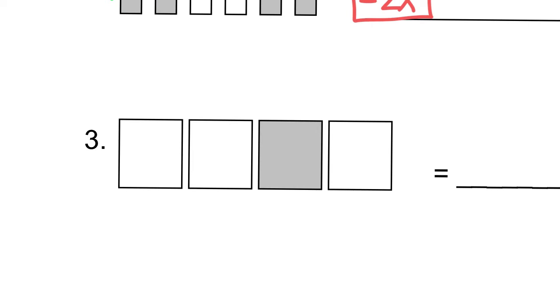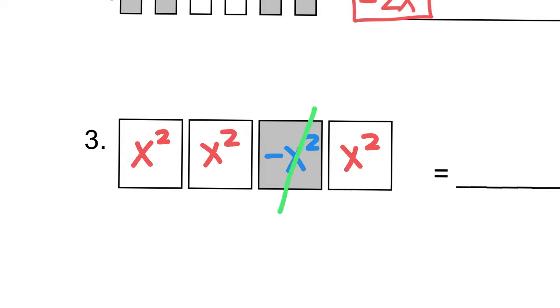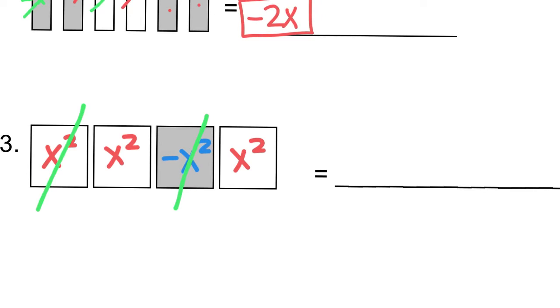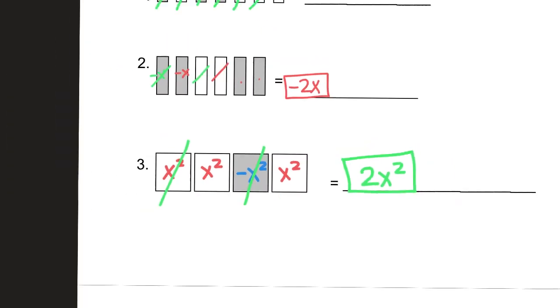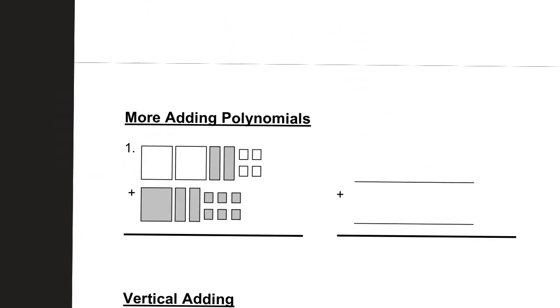Let's look at example 3. These are positive x squareds. This one is a negative x squared. So we have 1 0 pair. And then the remainder, we combine the like terms, we have 2 x squareds. So going forward, look for those 0 pairs and things that can cancel out.